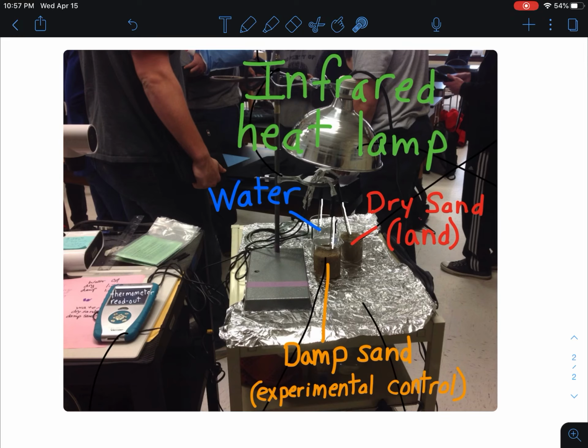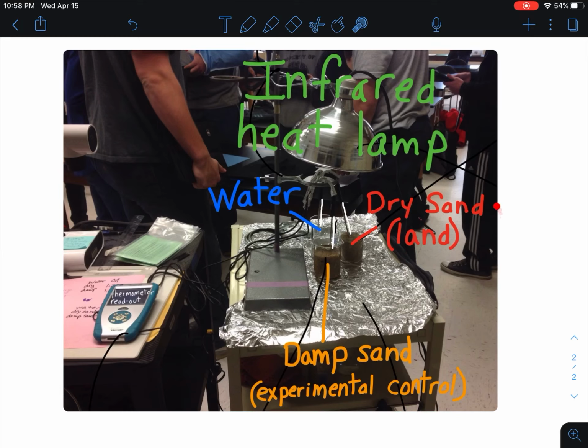So what this is representing is that water has what we call a high heat capacity, meaning it can take in energy and hold on to it. It's slow to release that energy, as opposed to dry sand, which actually takes in the energy very easily, but it also loses that energy very easily. So the point being that the temperature of the sand heats up and cools down very quickly.